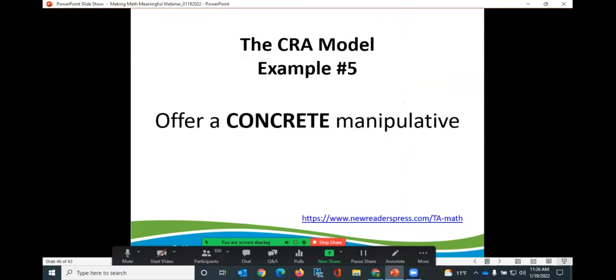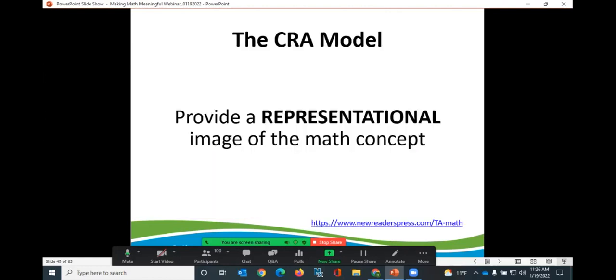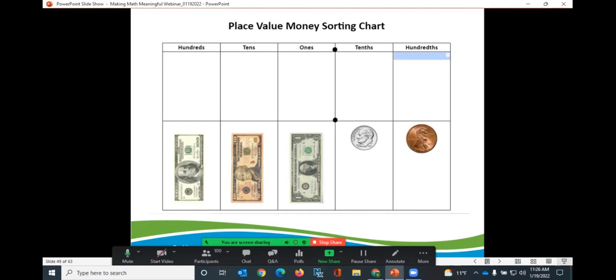And another concrete example that I have is money. This is one that I found was very useful teaching remotely because most people have a change jar. But the concept that I wanted to teach was actually place value. So I used a place value money sorting chart. I would talk to my students and say, okay, let's talk, because students specifically struggle with the decimal place value.